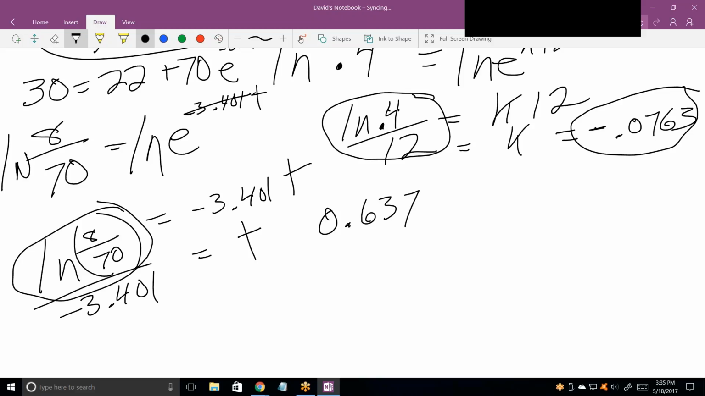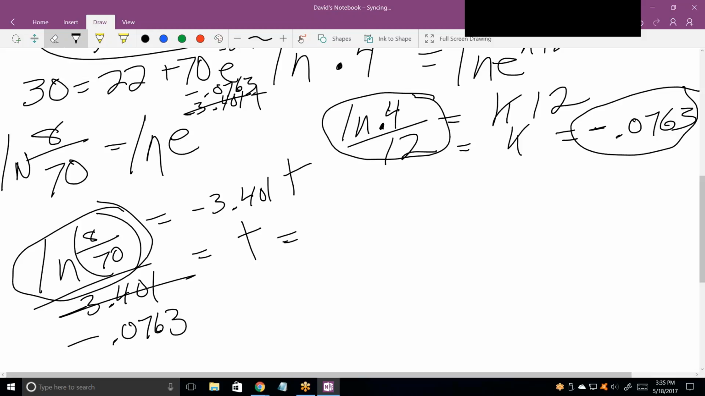That number there is going to be negative 0.0763, and so our answer is what? What's the natural log of 8 over 70? That needs to be in parentheses. Yeah, and then divided by negative 0.0763. So I think I got 28.42.